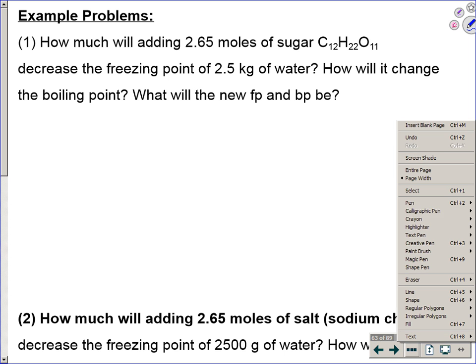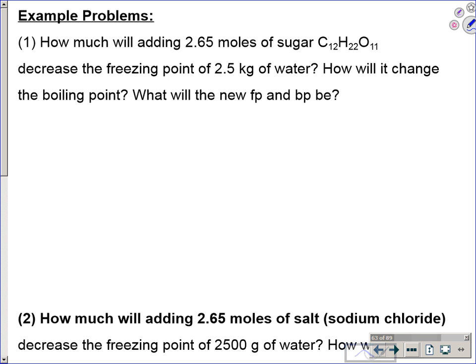If I'm looking at anything regarding freezing point and boiling point, it's talking about changes, what equation comes to mind? Say again? Kim. Delta T is equal to Kim. So the first thing when I read this question, I'm like, okay, this is a colligative property question, so I have to have delta T is equal to Kim.